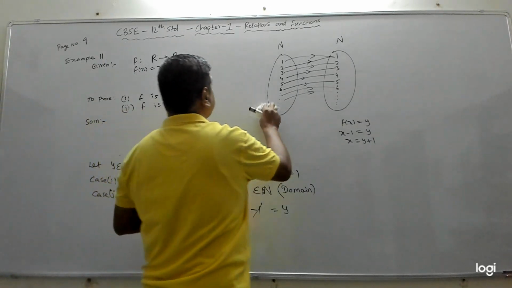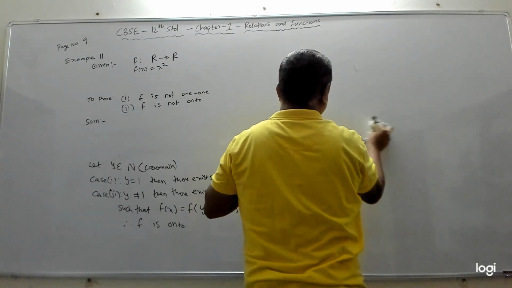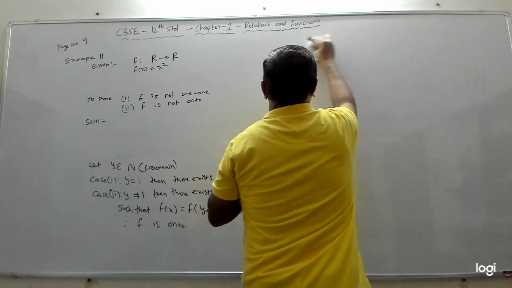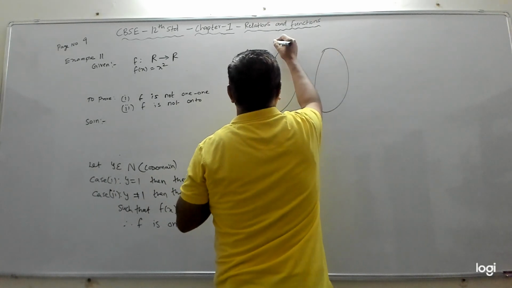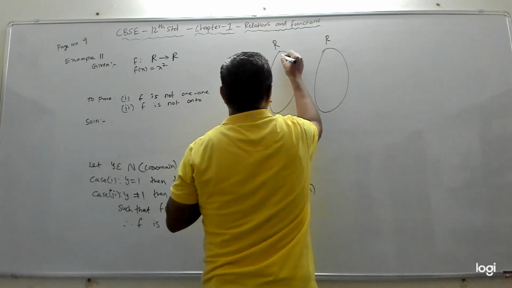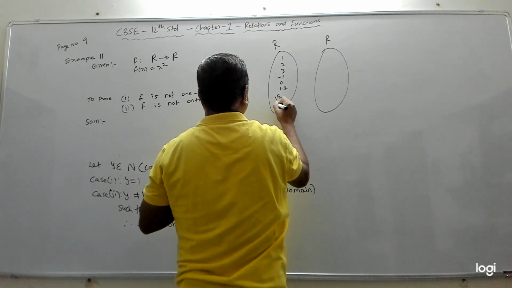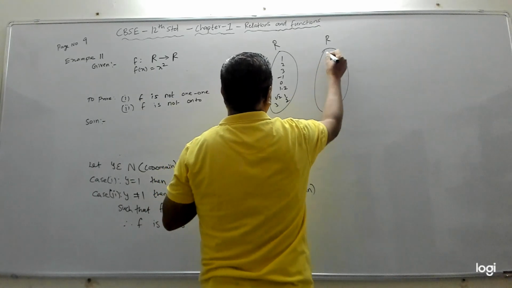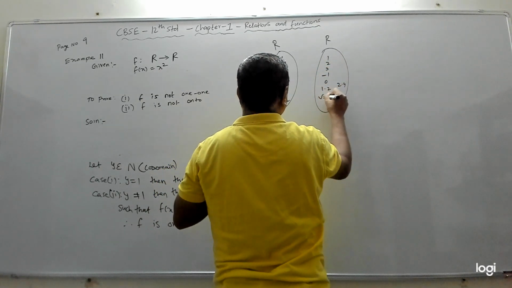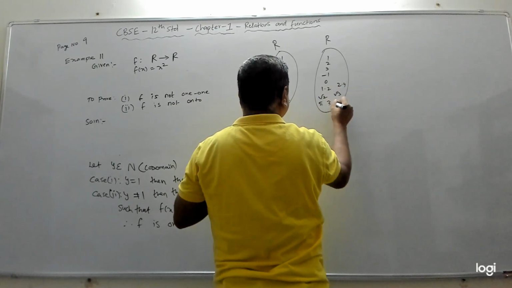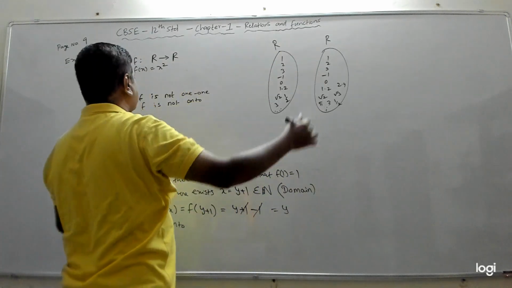See how this function is. If you try to draw the arrow diagram for this, this is R, this is also R. It will have all the numbers: 1, 2, 3, minus 1, 0, 1.2, 2.4, root 2, root 3, pi, 1 by 2, everything. All the real numbers, the collection of all the numbers.